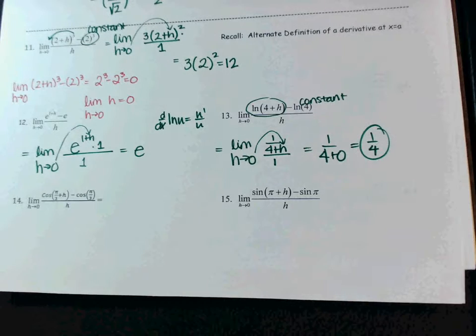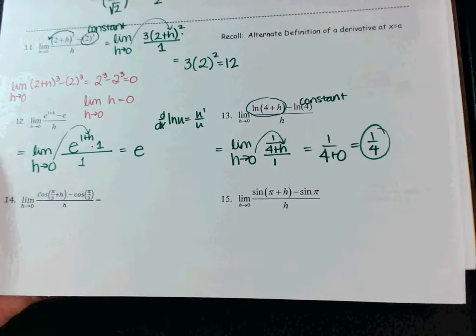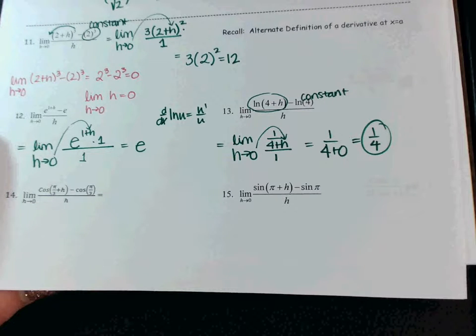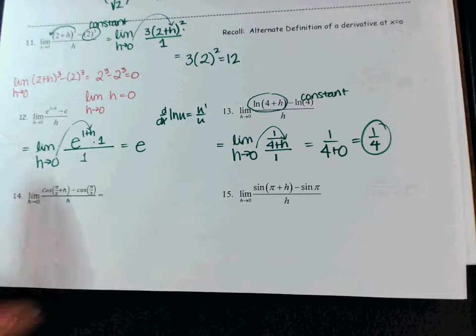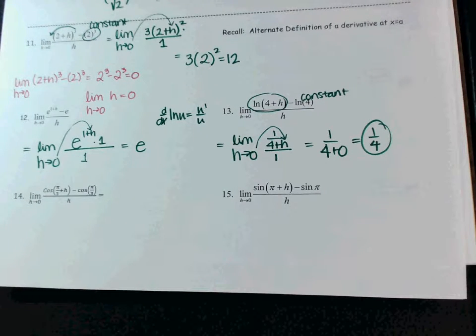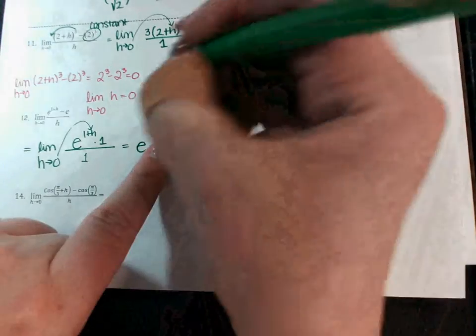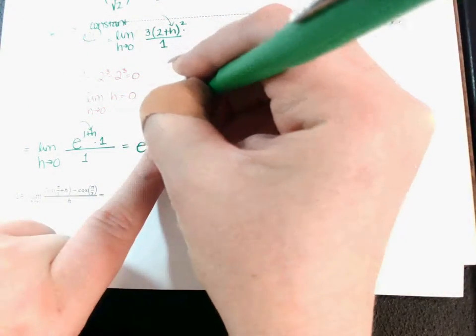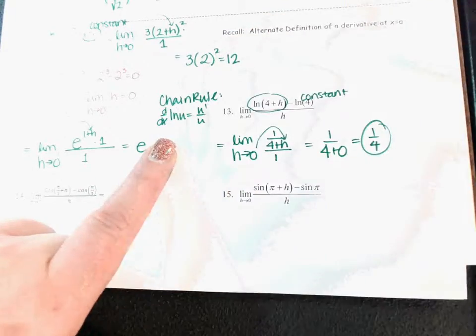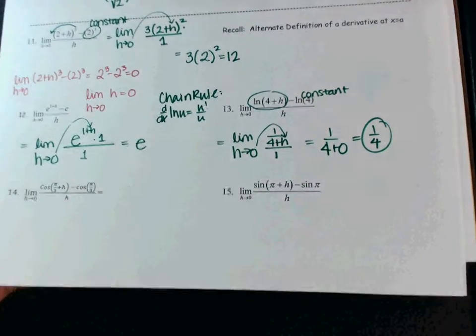Yes, Kelly? Why do you sometimes for the ln use that formula and sometimes you use 1 over x? Because it depends if it's the ln of x or the ln of u. So if there's just an x, you're doing 1 over x, but if it's a u, that means you have to do chain rule. This is the chain rule form. Good question. Okay, bottom 2.